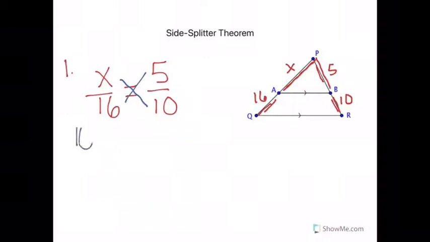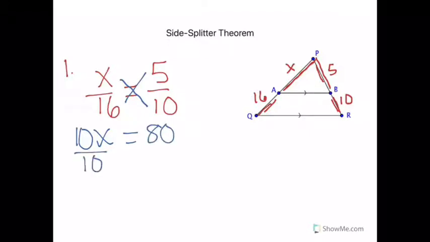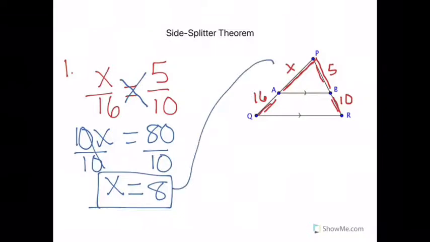Then to solve this proportion, just simply cross multiply. x times 10 is 10x equals 16 times 5, which is 80. Divide both sides by 10, and we get x, that missing segment in this triangle, is 8. So this part here is 8. So that's how you use this side splitter theorem to solve for a missing segment of my triangle.